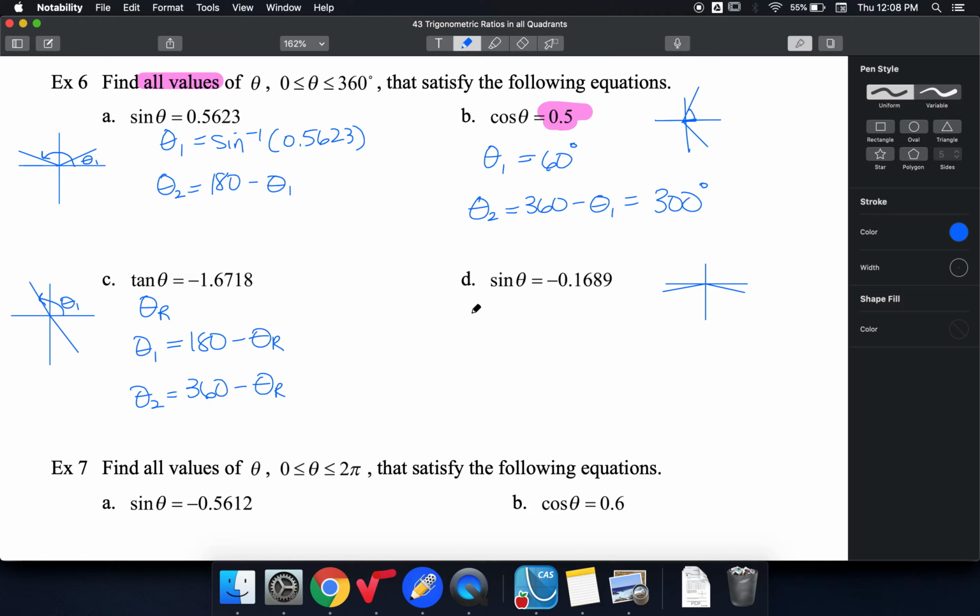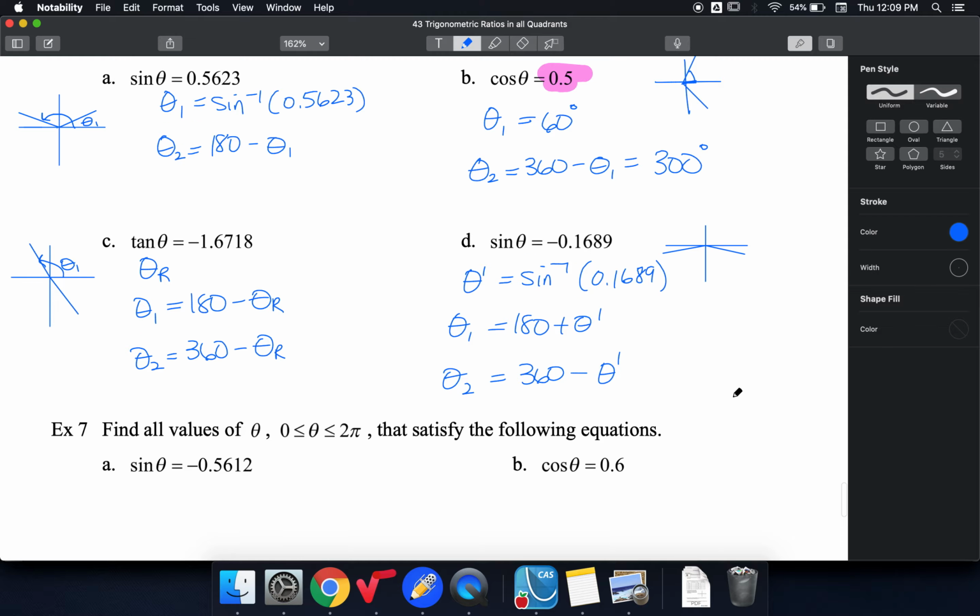So I'm going to, again, find a reference angle. So theta prime is going to be sine inverse of the positive value. And then my output to get my two angles, well, theta 1 is going to be 180 plus my reference angle, because I have to go past 180. Theta 2 is going to be 360 minus the reference angle.